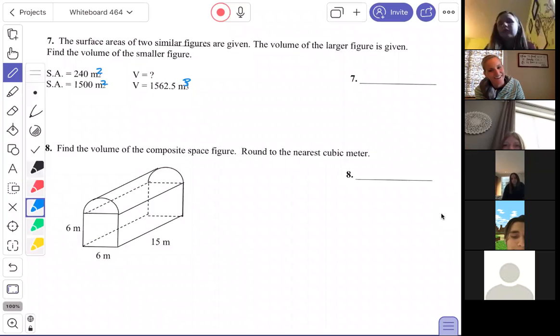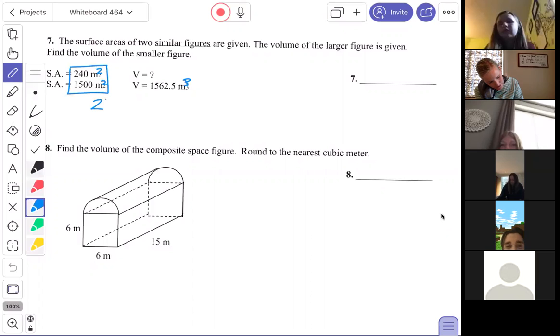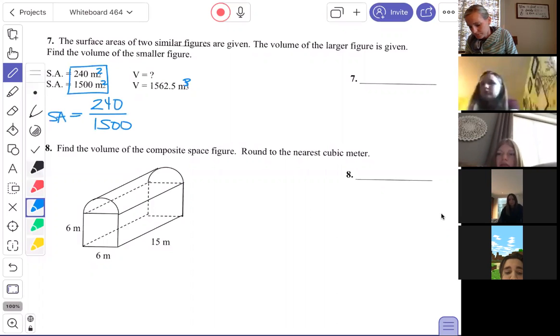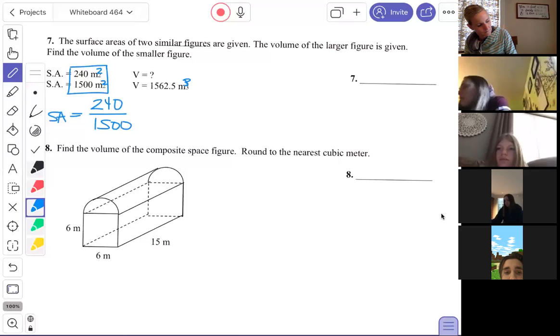Hopefully not. So you have a surface area ratio here. If you turn this into a ratio, 240 over 1500. Currently, that is your surface area ratio, but what do you always have to do to it? Reduce. So what are these both divisible by? 5.